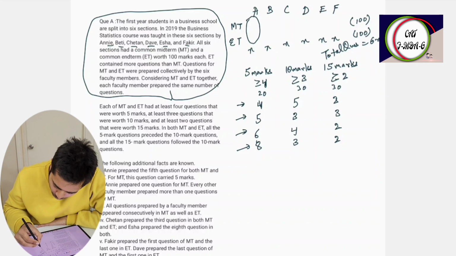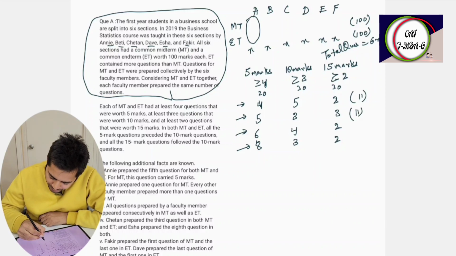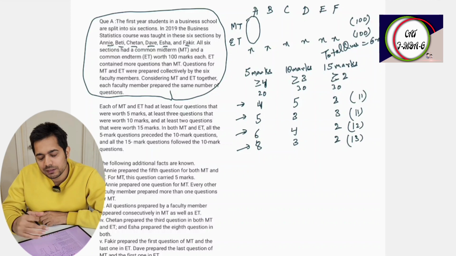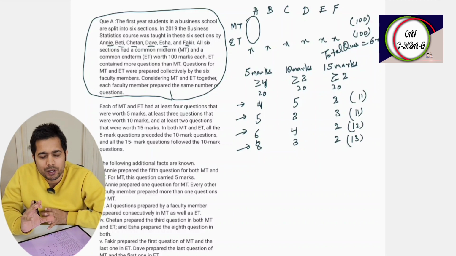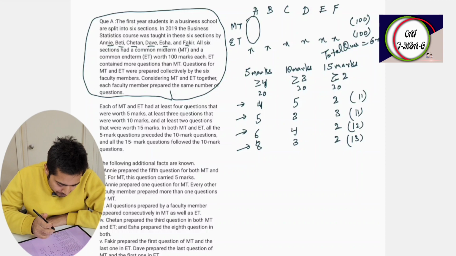Now if you see, the total number of questions here are 5, 4, 9, 11. The total number of questions here are 8, 9, 10, 11. Here you get 12 total questions. Here you get 8, 9, 10, 11, 12, 13. Okay. So these are the possibilities we have concluded from the information which is given to us till now. Let us move ahead to the next information.